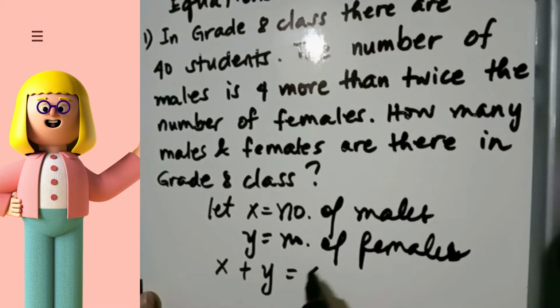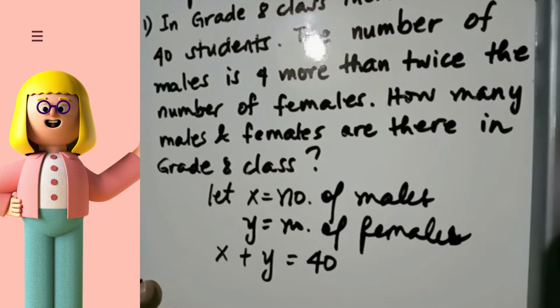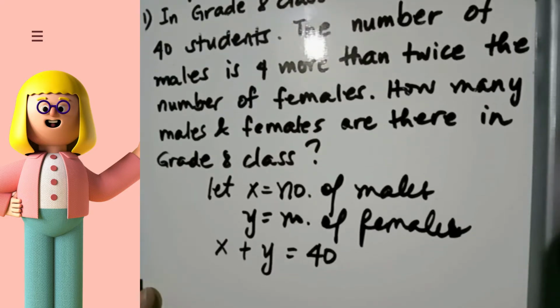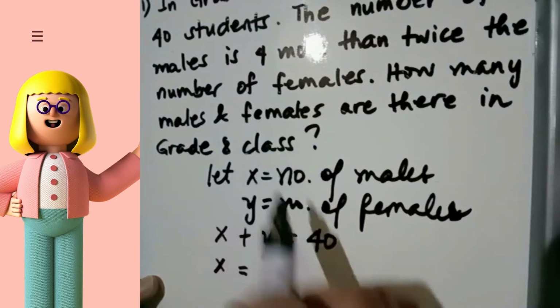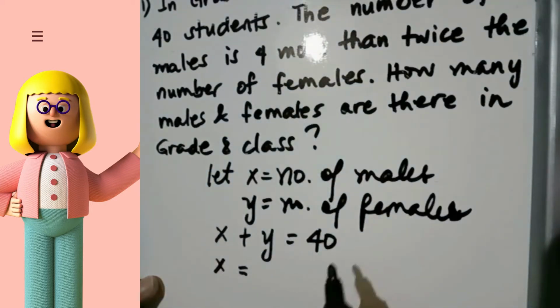y is equal to 40. So that is our first equation. And then, with regards to the number of males, that is our x, which is equal to 4 more than, and when you say 4 more than, that is plus 4, twice the number of females. Twice the number of females is 2y. Okay, so this will be our second equation.